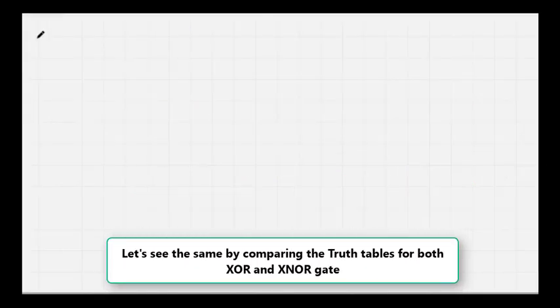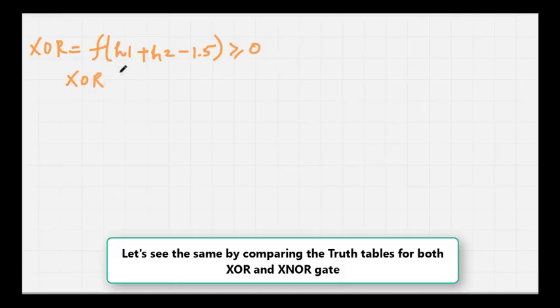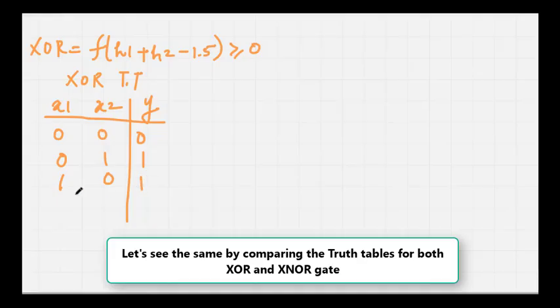So what was the output for the XOR gate we saw? XOR is nothing but F of H1 plus H2 minus 1.5. This should be greater than or equal to 0. This was the equation for XOR. Let's see the truth table for XOR. X1, X2, two inputs and one output. For 0, 0, it's 0. For 0, 1, it's 1. For 1, 0, it's 1. And for 1, 1, it's 0.